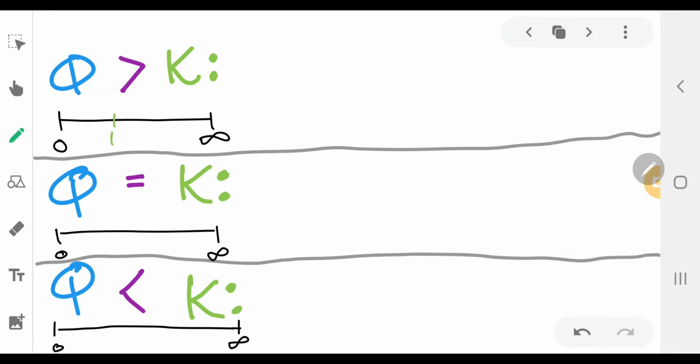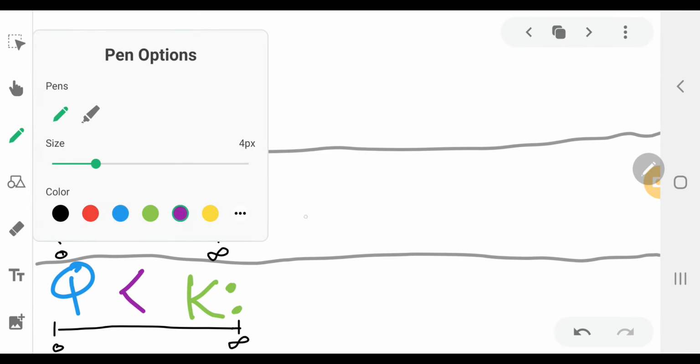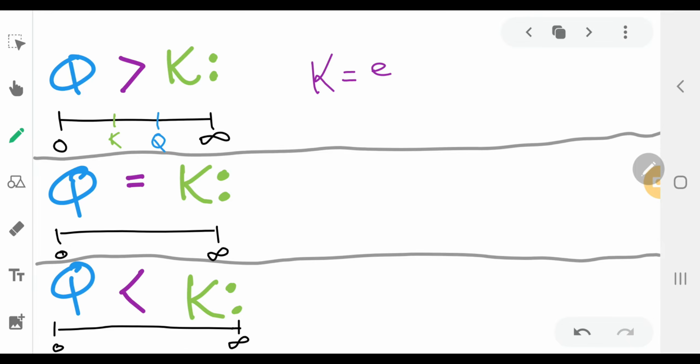Let's say we're going to put K value right over there. So when you have K at that position, your Q would be closer to infinity. Let's say right there. I'm just going to put it there. So in order for you to achieve equilibrium, K, remember, K is equilibrium constant expression.